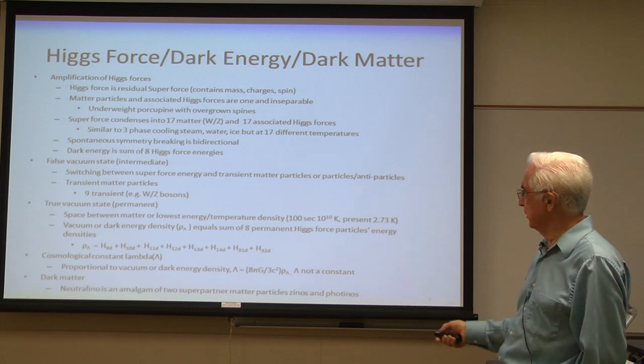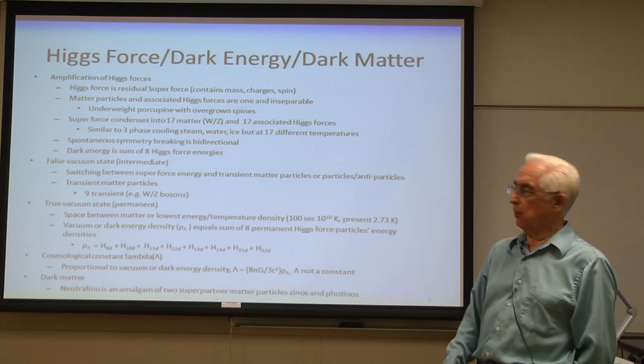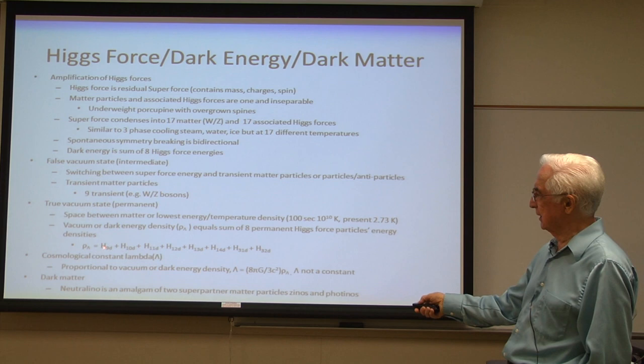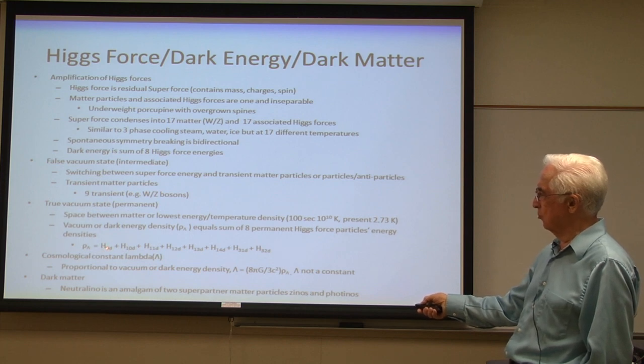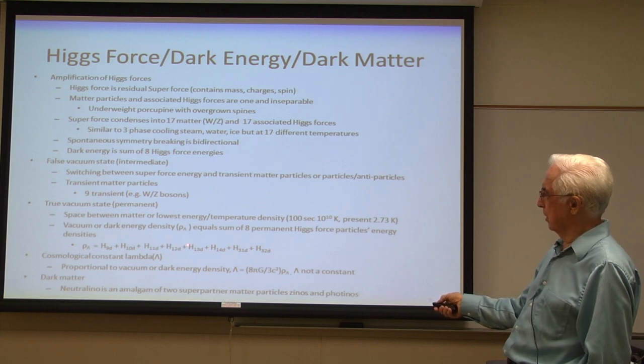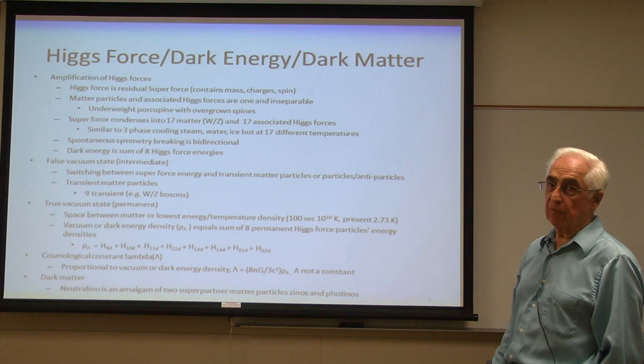The vacuum or dark energy density equals the sum of eight permanent Higgs force particles' energy densities, or dark energy density is the density of the Higgs force associated with the tau neutrino, the down quark, the up quark, the electron, muon neutrino, electron neutrino, the zeno, and the photino.